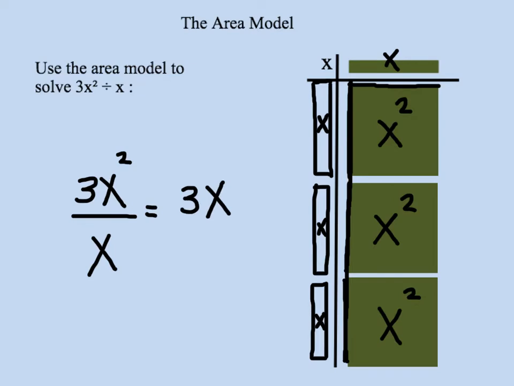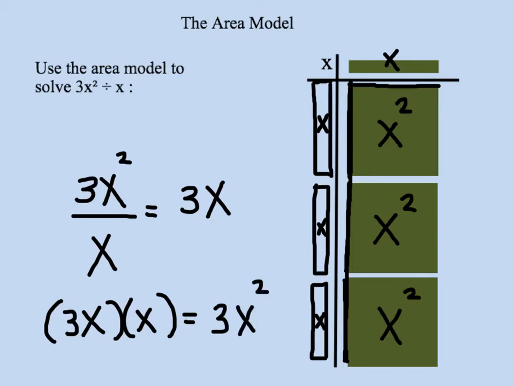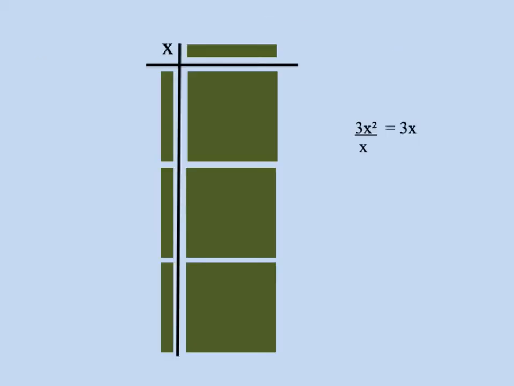If we wanted to verify our answer, we could perform the inverse operation, so multiply this out, taking our 3x, multiplying it by x, and we should get the area that we started with. 3x times x is 3x squared. And looking at it with our tiles, because it looks a little bit neater, we can see that 3x squared divided by x is equal to 3x.